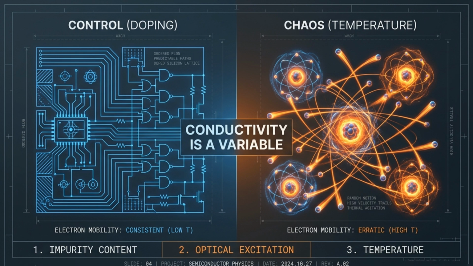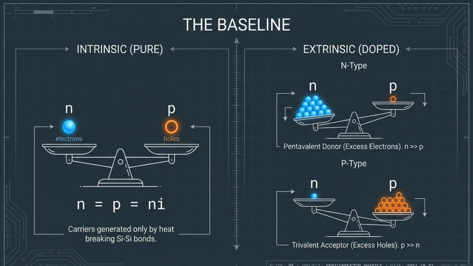In a semiconductor, control via doping provides ordered flow, while temperature introduces chaos. This thermal agitation makes conductivity a variable, influenced by impurity content, optical excitation, and temperature. The baseline shows intrinsic or pure semiconductors, where electron and hole concentrations are equal. Extrinsic or doped semiconductors, like N-type and P-type, have a majority carrier concentration significantly greater than the minority carrier concentration.